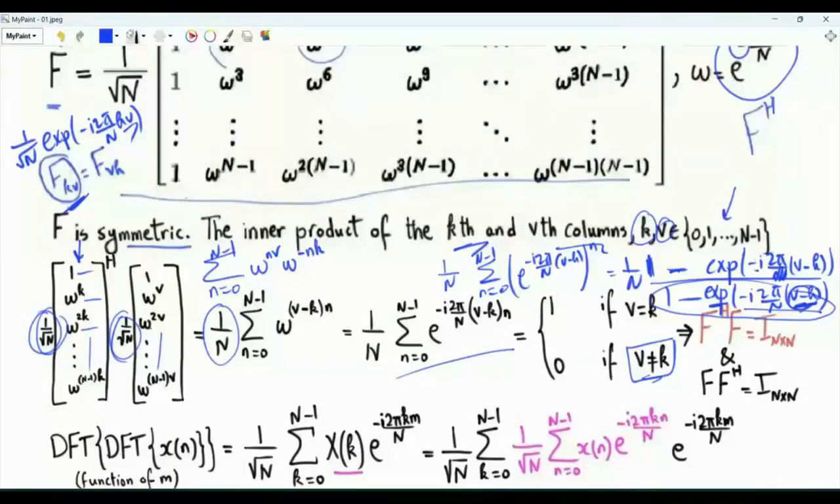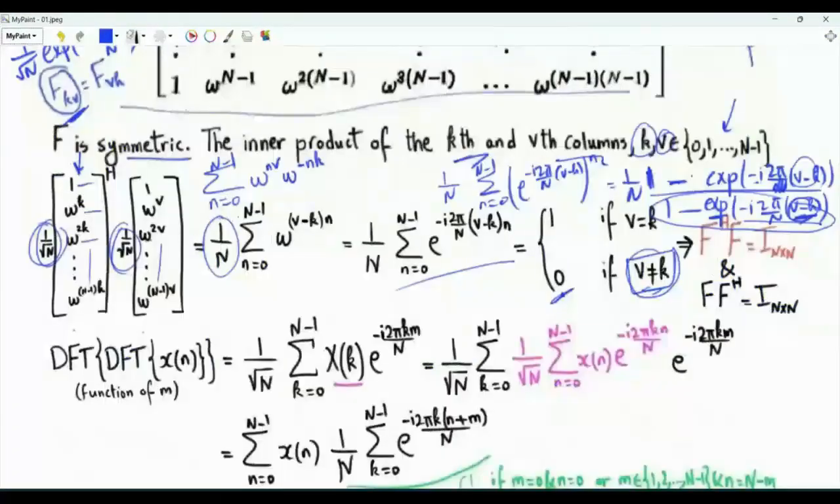Upstairs here, we have exponential minus i 2 pi times an integer. That's 1. 1 minus 1 is 0. So we have 0 in the numerator and a non-zero quantity in the denominator. That's 0. If v is not equal to k, we have 0. Which means that if we talk about two distinct columns from the unitary DFT matrix F, then the inner product is equal to 0. Any two distinct columns in the matrix are orthogonal to one another. And this is exactly what we mean when we say that F is a unitary matrix. Each column in the matrix has a unity L2 norm, and the columns are orthogonal to each other.